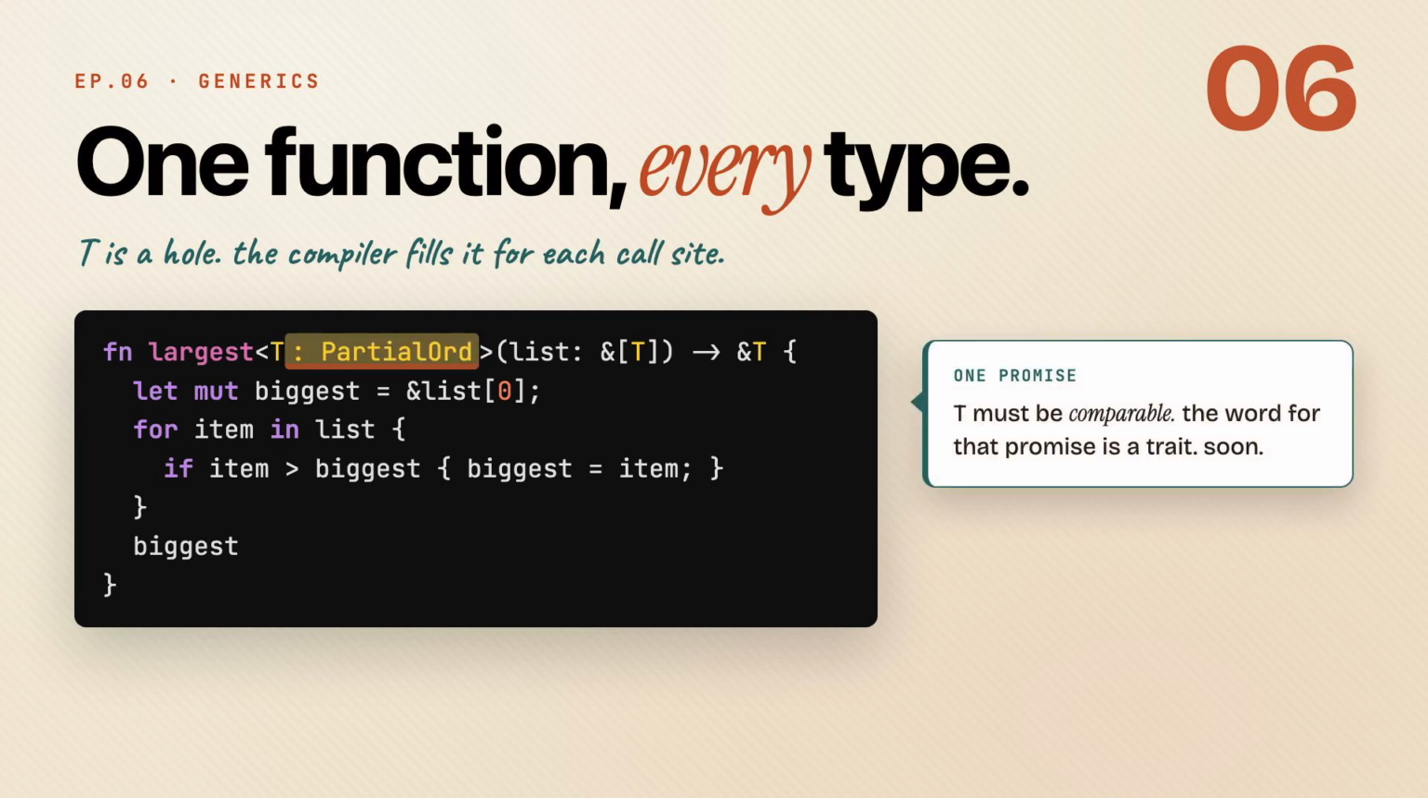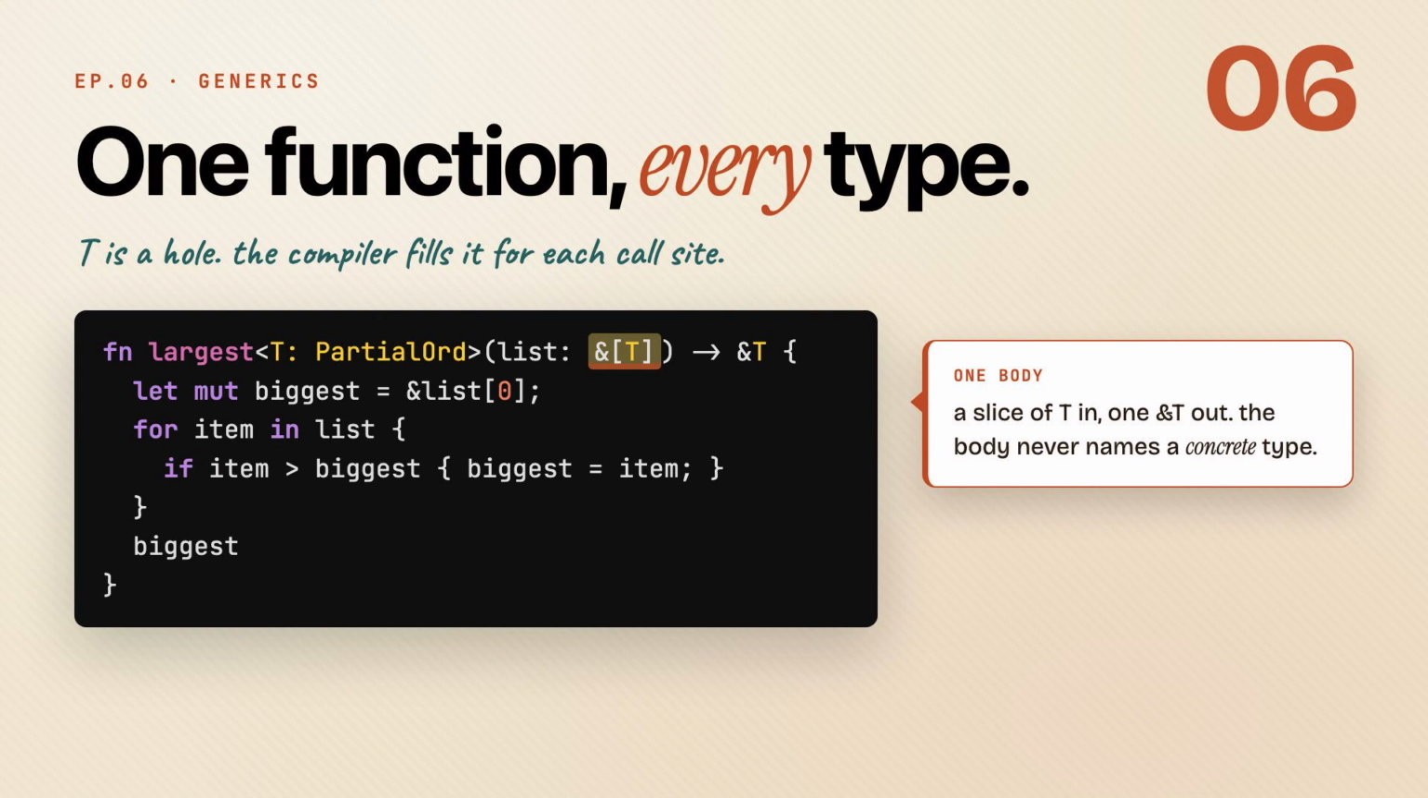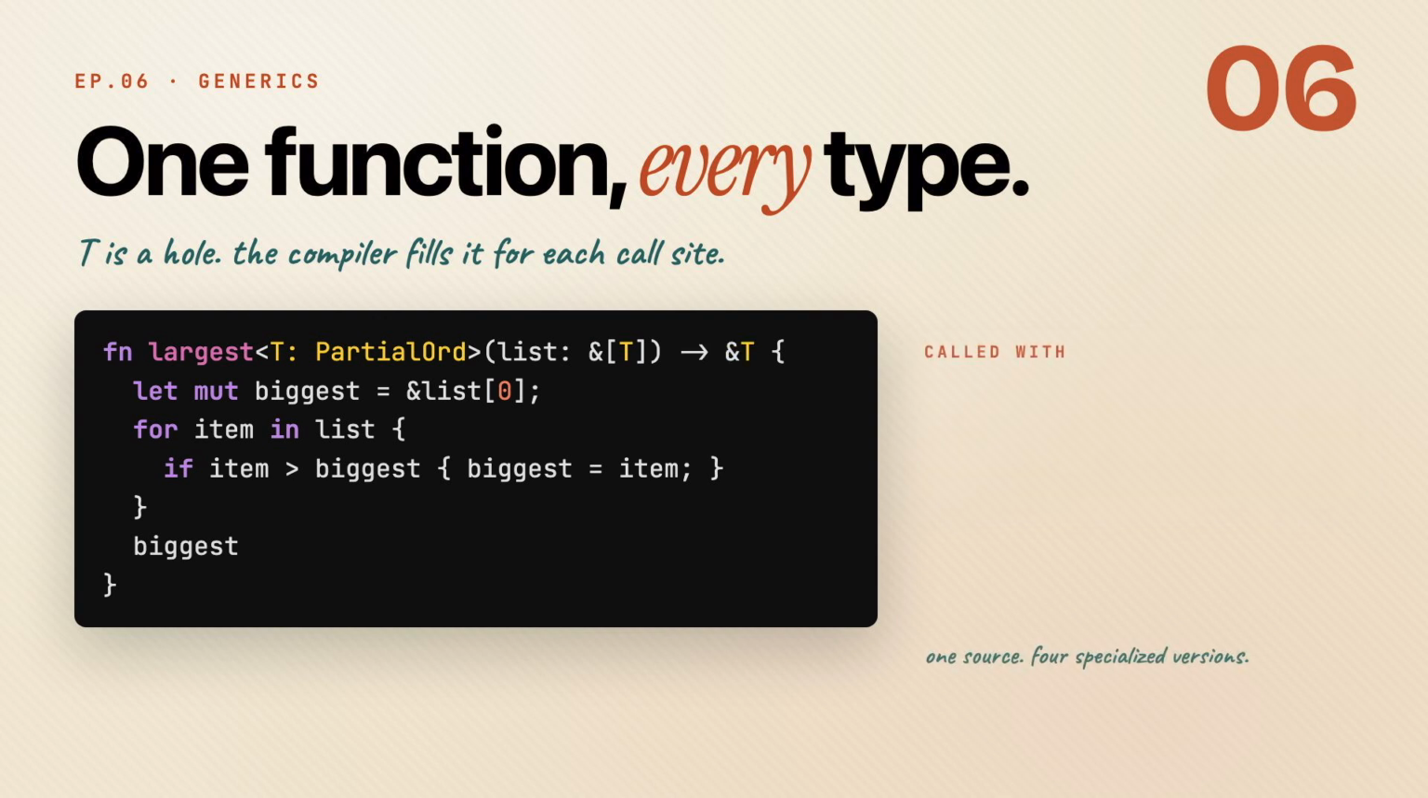Then this PartialOrd: T isn't truly any type. It has to be one you can compare. We will explore more on that, the traits, soon. The body works on a slice of any T that holds that and returns one back.